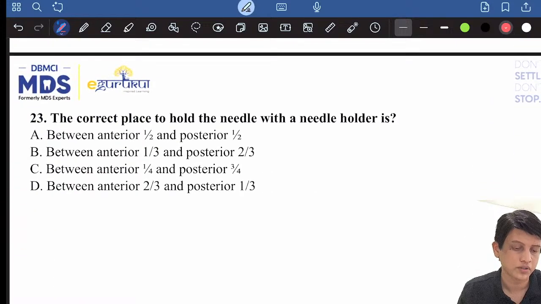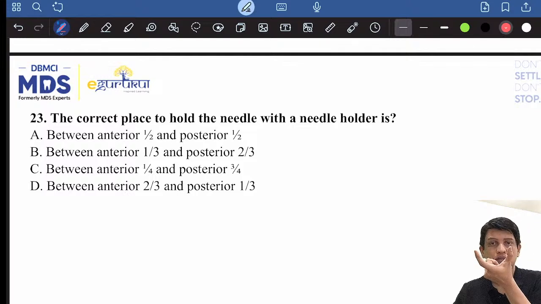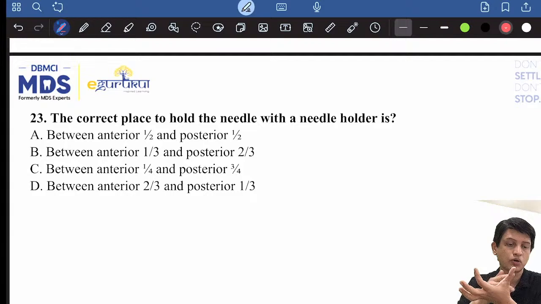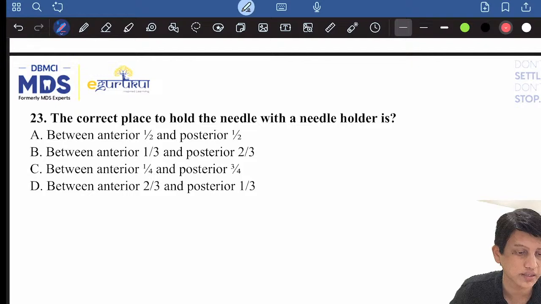Okay. Clear? We had a class on this also. I have explained the correct place for all the instruments we have discussed. In that, the correct place to hold the needle with the needle holder is, if there's a needle like this, where exactly will you hold it? Whether in the middle of the needle, or anterior 1/3 and posterior 2/3, or 1/4, 3/4, or 2/3, 1/3. They're asking you. The answer here is 24 or 23.